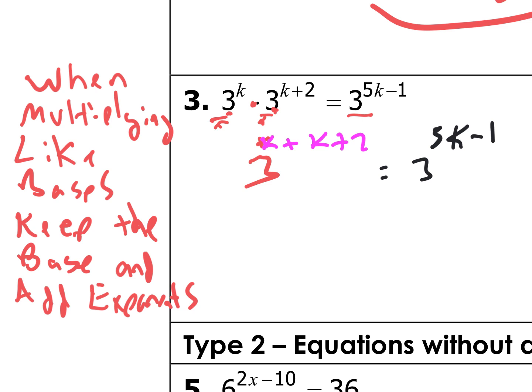So now your job is to add up this k plus a k plus a 2. What is k plus k? How many k's is that? 2 of them. So you still have the 3. Now you have 2k. I still have an extra 2, so I just go plus 2. Now it is equal to 3 to the 5k minus 1. So you did all the hard work. Now do the new lesson.